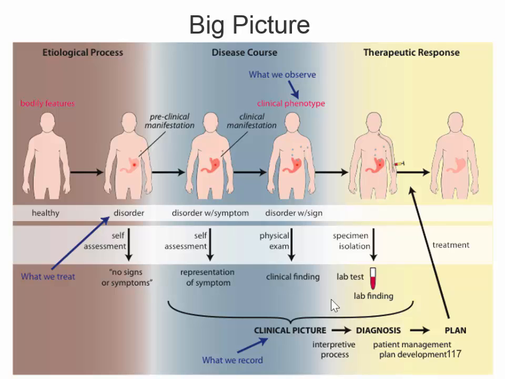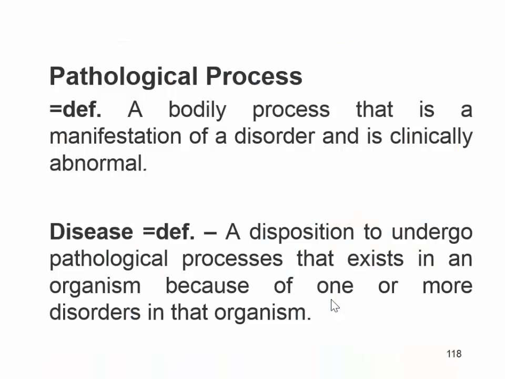That's what we deal with in OGMS, which is the Ontology for General Medical Science. And now we have some more definitions. So a pathological process is a bodily process that is a manifestation of a disorder and is clinically abnormal. And a disease is a disposition to undergo pathological processes that exists in an organism because of one or more disorders in that organism. And now we can look at how it works for a specific disease.